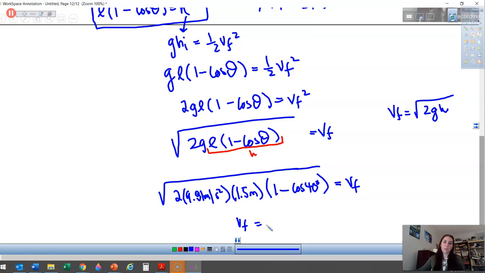So I usually do the 1 minus that first, 1 minus cosine 40. I get a decimal times 1.5 times 9.81 times 2. And then I will square root that number, and I get 2.62. There you have that question.